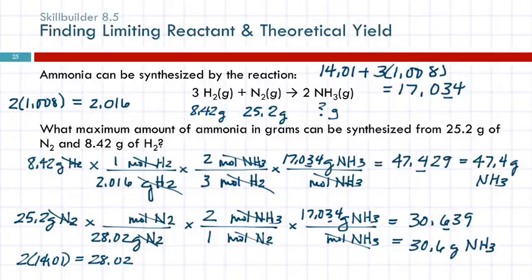So what's the answer to the question? What maximum amount of ammonia in grams can be made? 30.6. If I had looked at these starting amounts and decided that I didn't need to do the second calculation because this is so much smaller, I would have been wrong. Any questions?